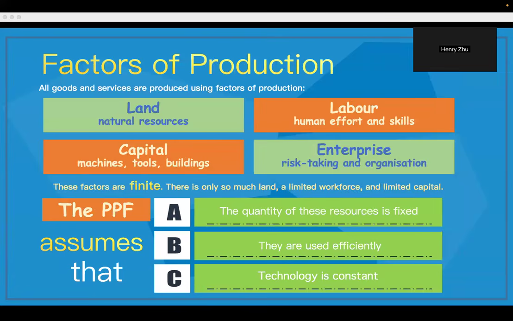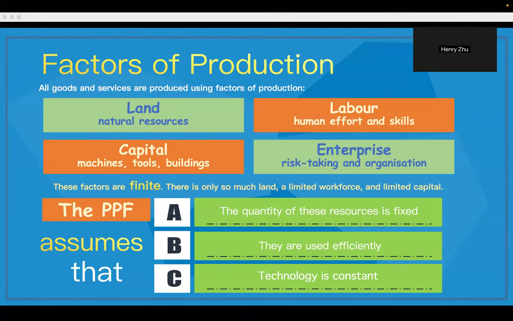Now, to understand the PPF, we must first understand what limits production. All goods and services are produced using factors of production. There are four key factors. One, land. This includes natural resources such as oil, water, and raw materials. Two, labor. This refers to human effort, both physical and intellectual. Three, capital. This includes machinery, tools, and infrastructure used in production. Four, enterprise. This is the ability to organize resources, take risks, and innovate.